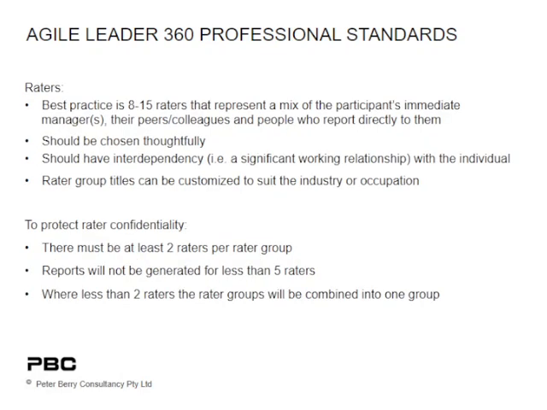Best practice is to have 8 to 15 raters that represent a mix of the participants' immediate managers, peers, colleagues, and people who report directly to them. In the event that a participant does not have direct reports, you should use more peers or colleagues that regularly work with them. The raters should be chosen on the basis of knowing the individual quite well so that they can give constructive feedback. It also helps if there is some interdependency between the rater and ratee, in other words, a significant working relationship. The manager ratings appear on the report regardless of the number in the group.